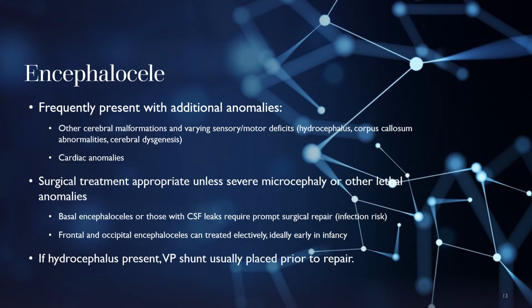Surgical treatment is appropriate unless the patient is not deemed to recover from surgery in a meaningful way, or if other lethal anomalies are present. Basal encephaloceles, or those with CSF leaks, require more prompt surgical repair due to the infection risk, and frontal and occipital encephaloceles are typically treated electively but are preferred to be done early in infancy. If hydrocephalus is present, a VP shunt can be placed, usually prior to the procedure.